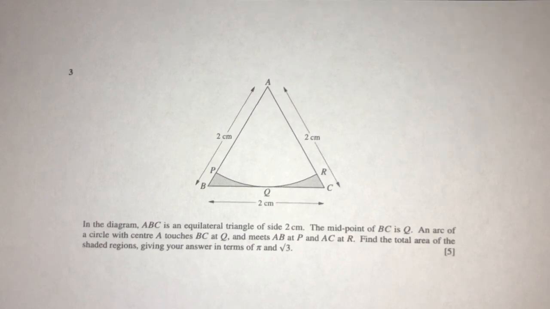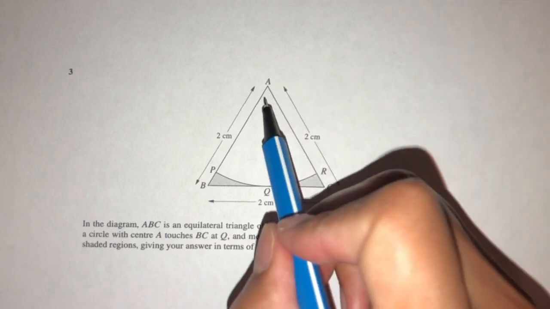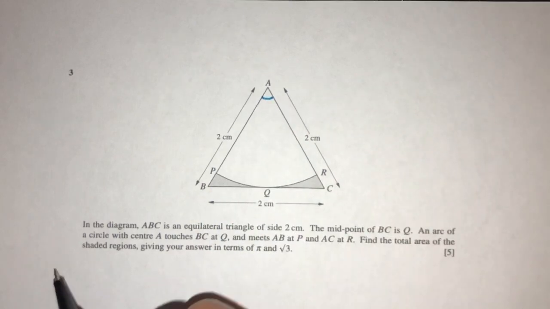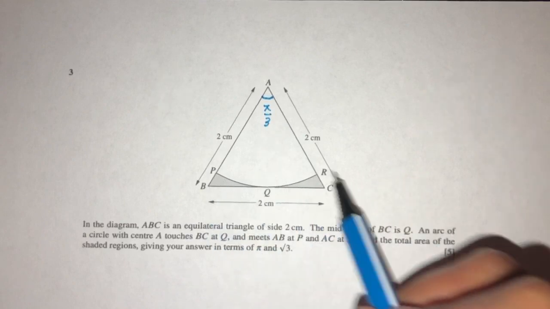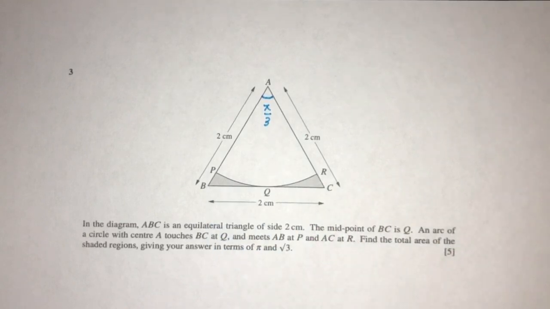So in this diagram, we have ABC is an equilateral triangle of side 2. So first thing we can realize is that since all the sides are equal, it means all the angles are equal. And which means the angle here should be 60 degrees, which is also pi by 3 radians, pi by 3 and pi by 3. All the angles are the same.